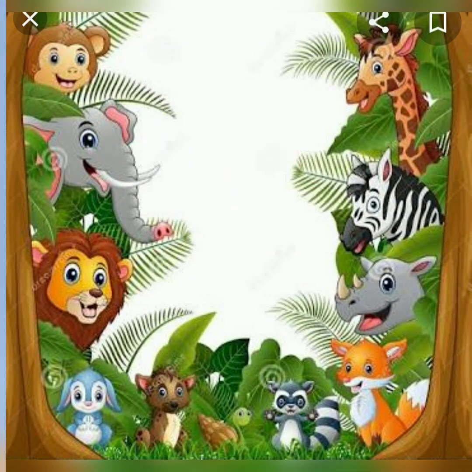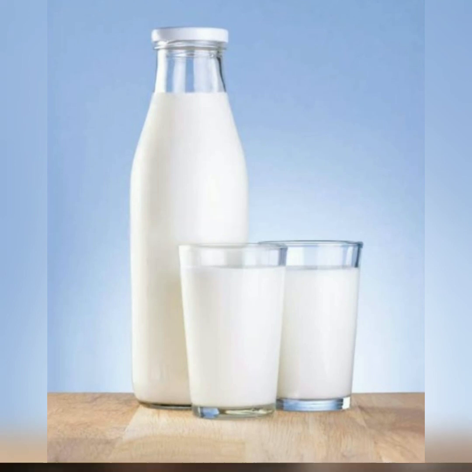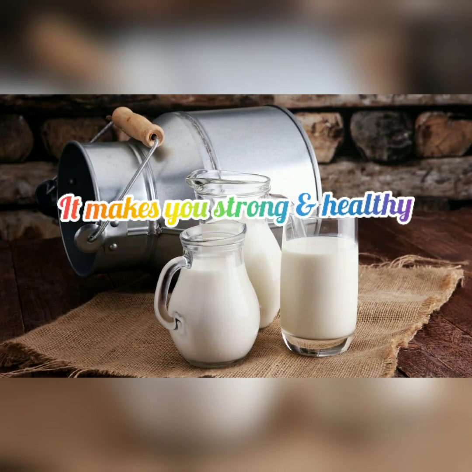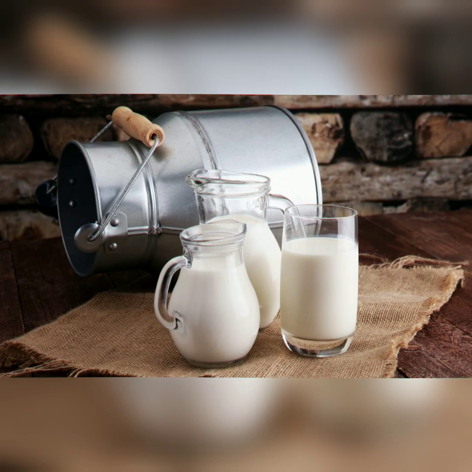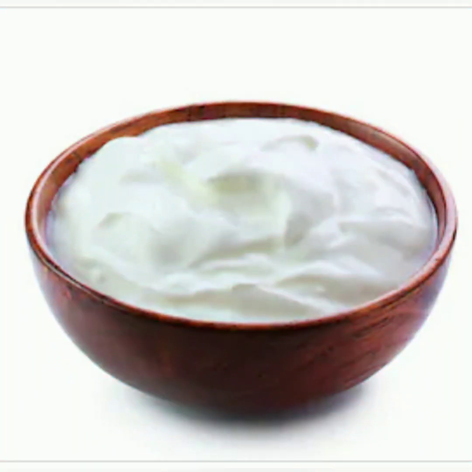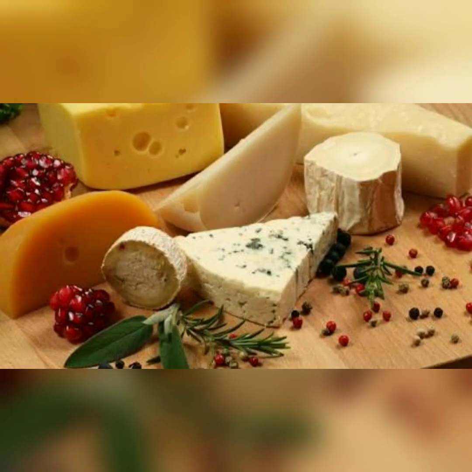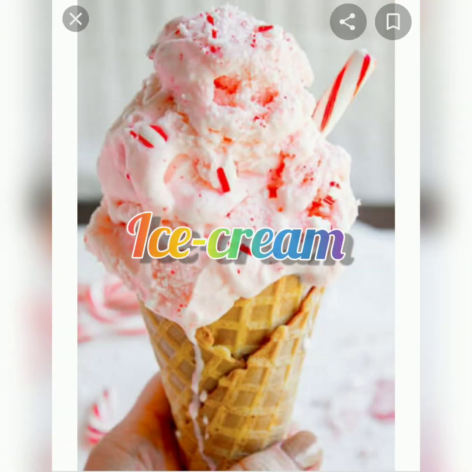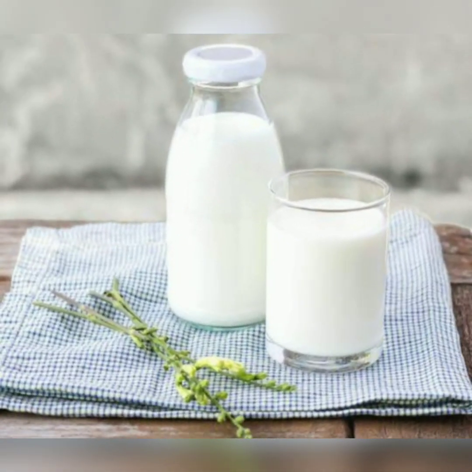You also drink milk because milk is a complete food. It makes you strong and healthy. I know some of you do not like milk, but what about curd, butter, ghee, and cheese? All these things are made of milk. And what about your all time favorite ice cream? Yes, ice cream is also made of milk.